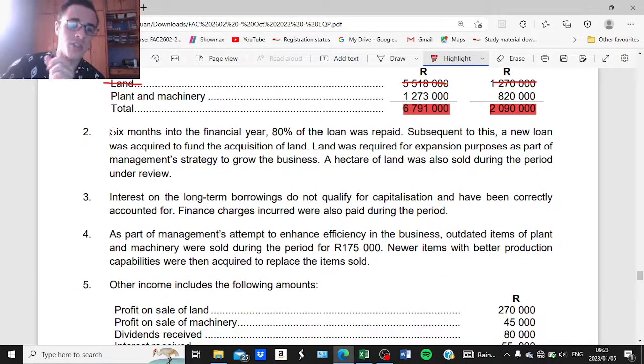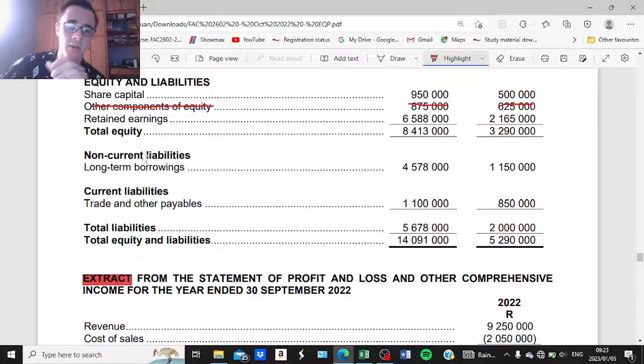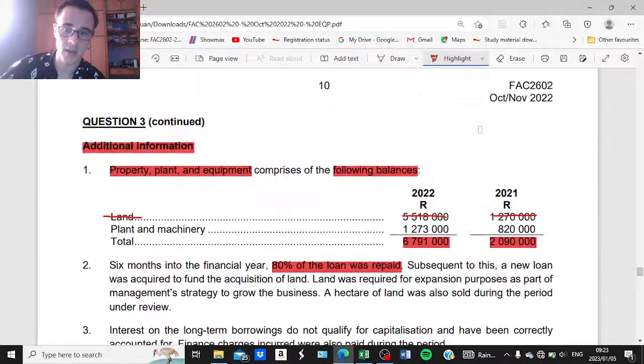Now, you will find the information in point 2, which says the following. Six months into the financial year, so halfway through the financial year, 80% of the loan was repaid. So let's first deal with that. If we look at our non-current liabilities, we had long-term borrowings amounting to 1.15 million rand at the beginning of this year, and 6 months into the year, 80% of that amount was settled.